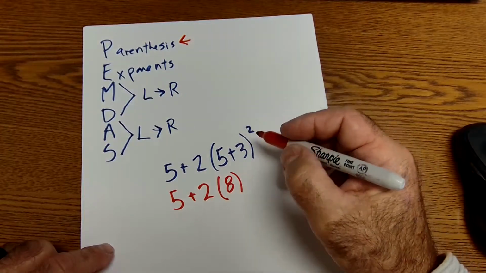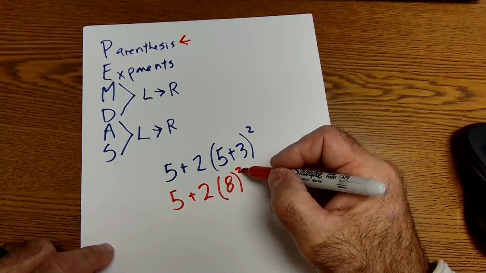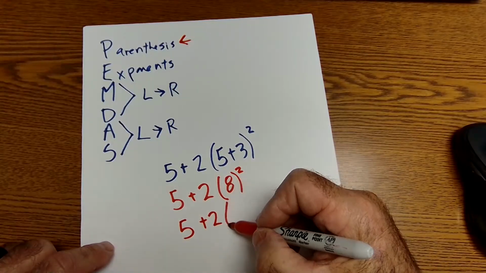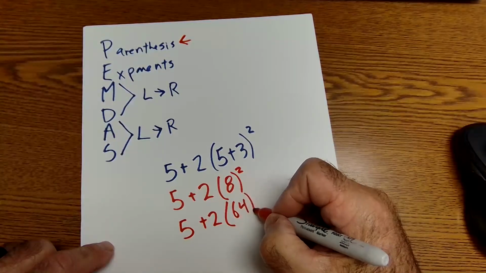Now I have to do that exponent. So I don't multiply and then do the exponent. I do just what that exponent's attached to. So 5 plus 2 times 8 squared. 8 times 8 is 64.